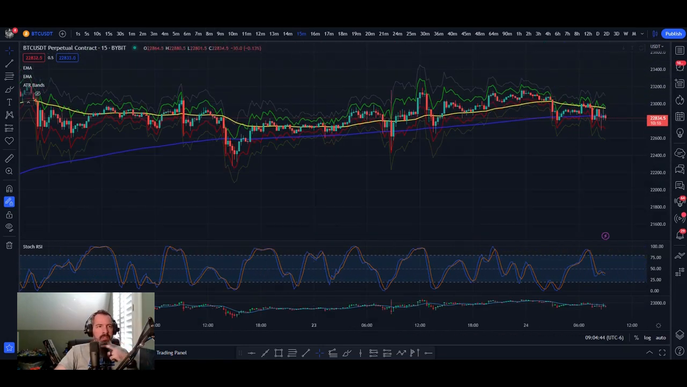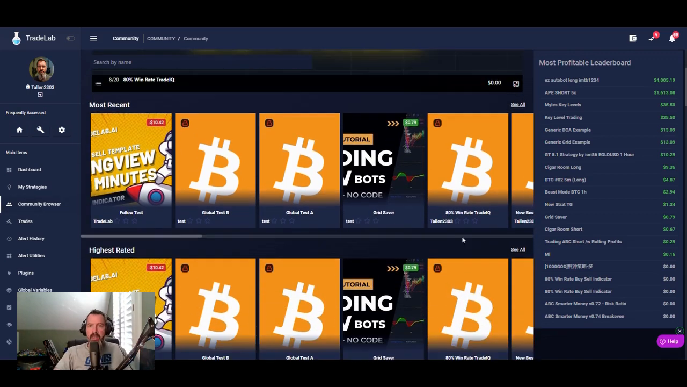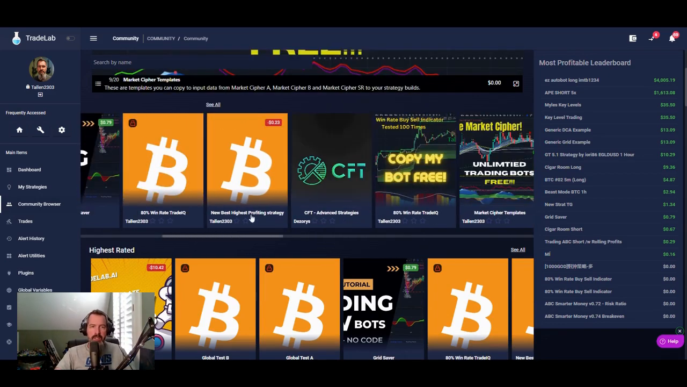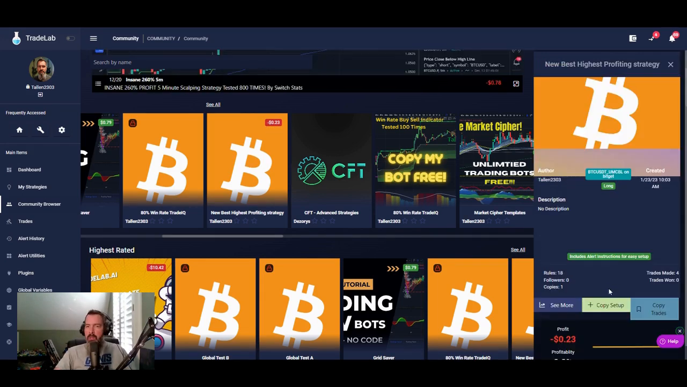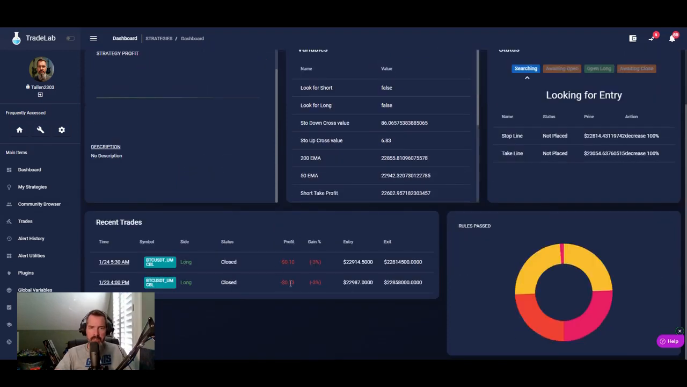I'll go into the TradeLab setup and show you how to copy this. So you're going to come into TradeLab. You're going to go to the community browser, and you're going to scroll over here, and you'll see new best highest profiting strategy. It's taken 2 trades. It's lost both of those trades, but it is working. We will click on this. If you click see more, you'll be able to see the 2 trades that it took. One yesterday at 4 o'clock. The other one this morning at 5:30 a.m.